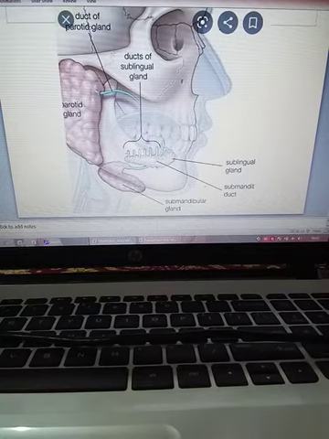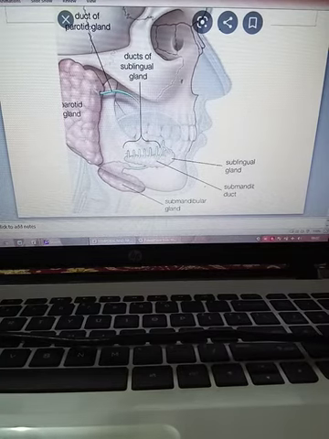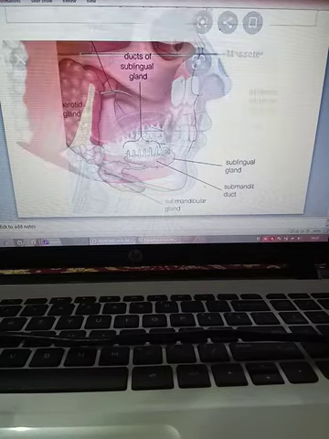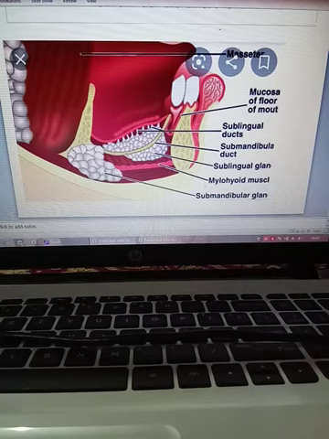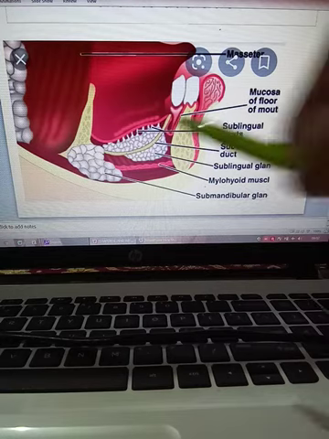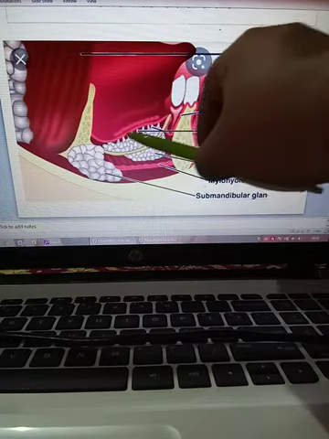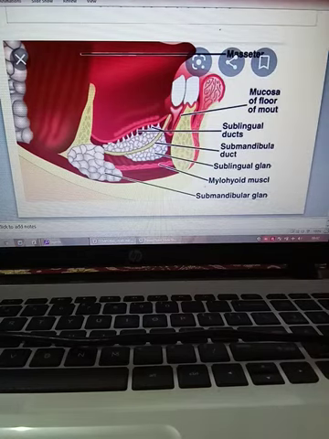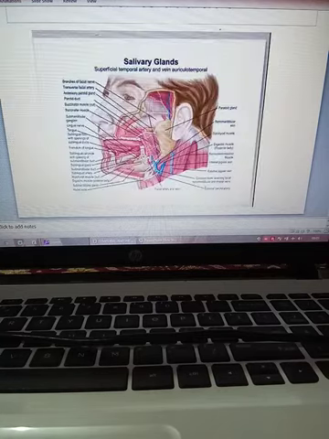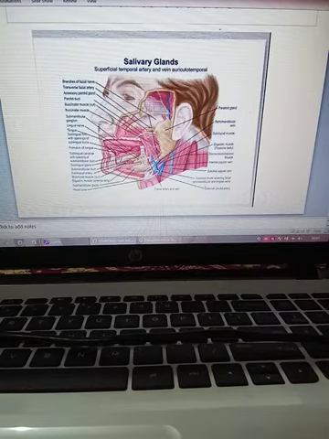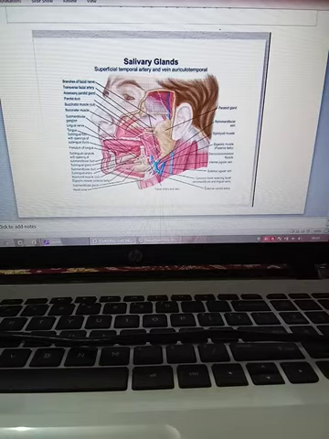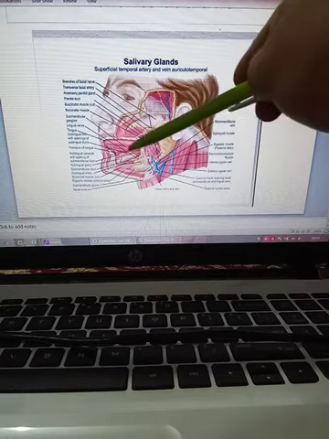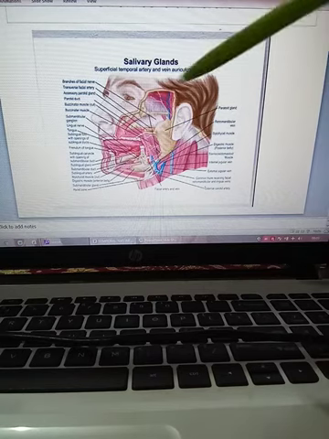It receives its blood supply from the facial artery. This is your sublingual gland. This is the submandibular duct. This is the sublingual gland. These are the various small ducts arising from the sublingual gland, and they open in the floor of the mouth on the summit of the sublingual fold. This is your facial artery here. It is supplied by the facial artery, giving the branches, the lingual and the submental branches.